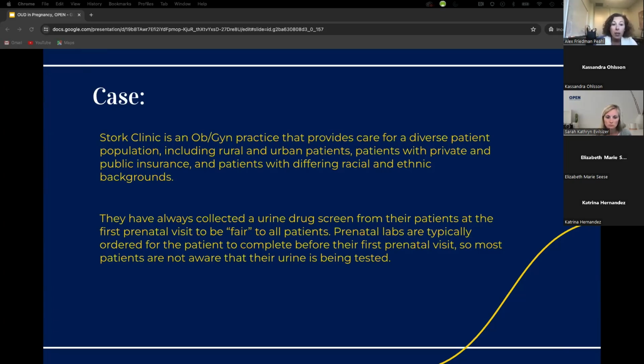They've always collected a urine drug screen from their patients at the first pregnancy visit to be fair to everybody. To increase efficiency, the prenatal labs are typically ordered prior to the first prenatal visit. So when the patient checks in, they go immediately to the lab, their urine and blood is collected, and then they have their first prenatal visit. What this means is most patients are not even aware that their urine is being tested.